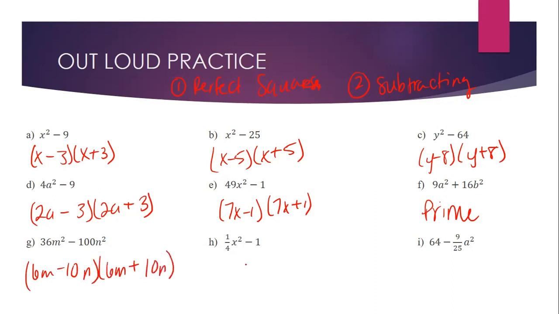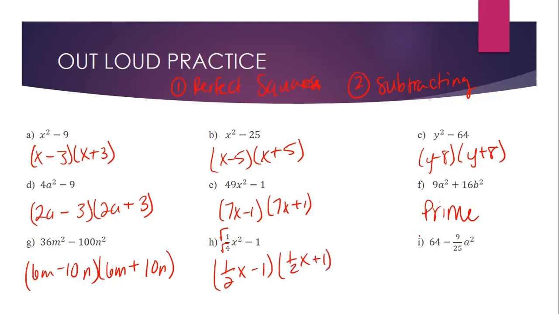All right, this is where a lot of y'all freak out: fractions. Fractions are our friends, okay? When you're trying to decide if a fraction is a perfect square, you look at the numerator and the denominator. If the numerator is a perfect square and the denominator is a perfect square, then the fraction is a perfect square. So as you can see here, we have 1 over 4. The square root of 1 is 1, the square root of 4 is 2, so therefore 1/4 is a perfect square. So we have 1/2 x minus 1 times 1/2 x plus 1.